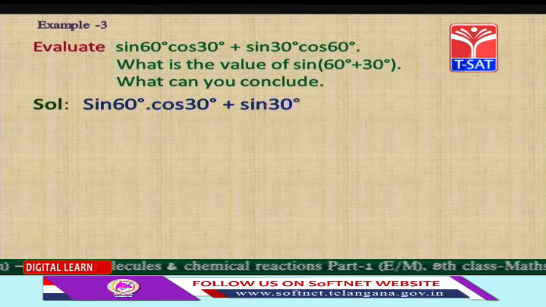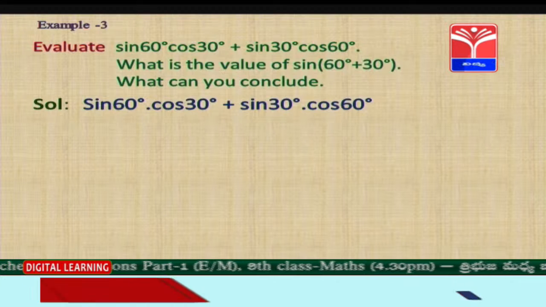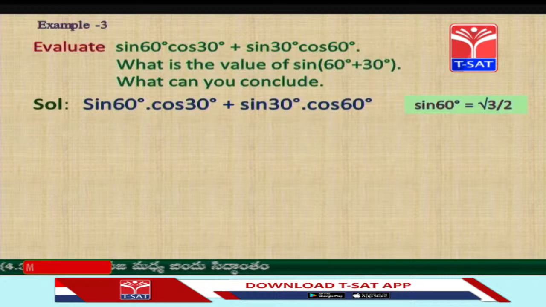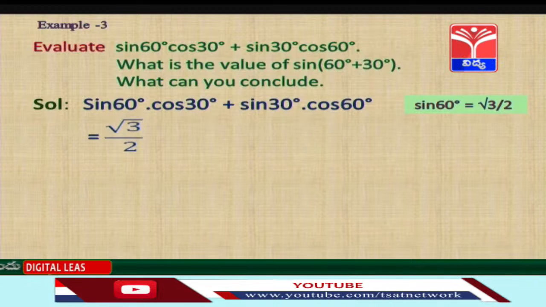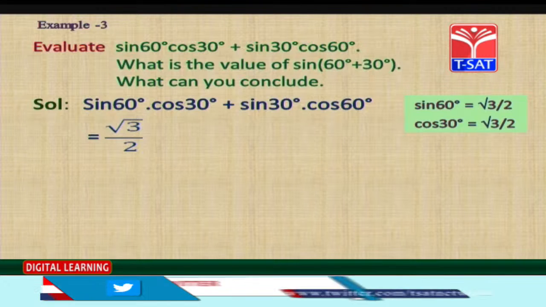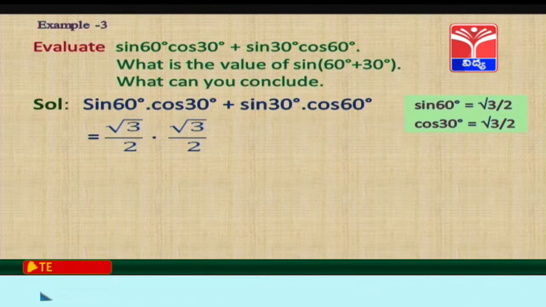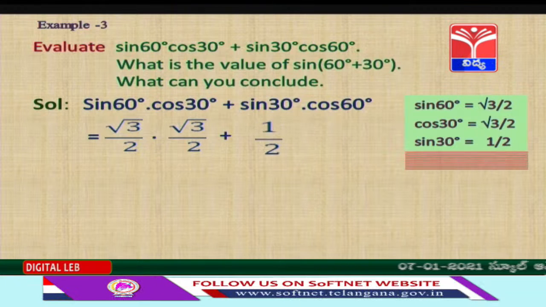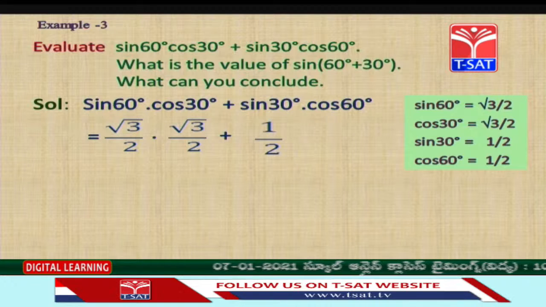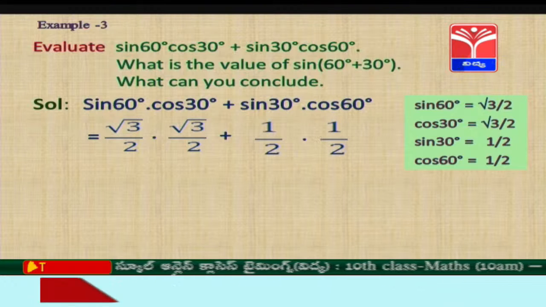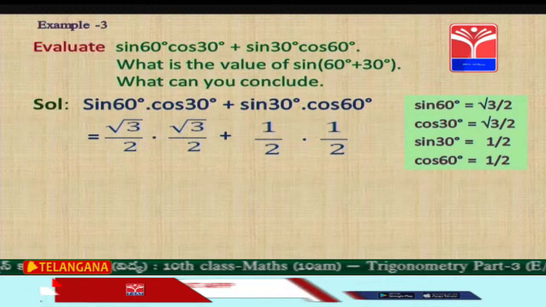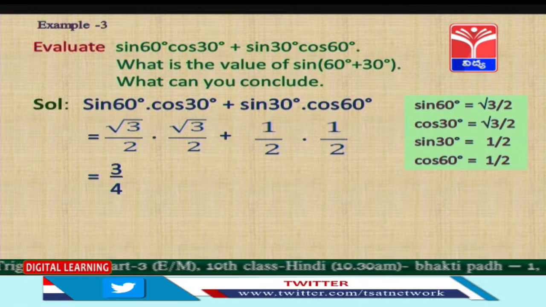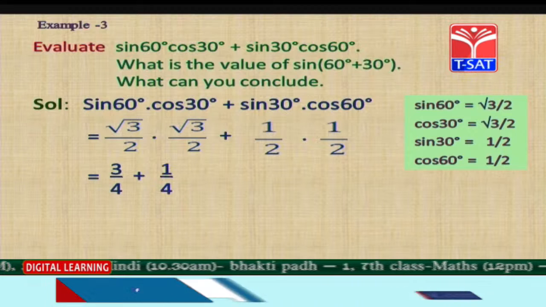Sin 60 degrees into cos 30 degrees plus sin 30 degrees into cos 60 degrees. We are going to write those values here. Please see. Sin 60 is how much? Root 3 by 2. So, I am going to write root 3 by 2. Cos 30 is root 3 by 2. So, again into root 3 by 2 plus sin 30 is how much? 1 by 2. So, I am going to write here 1 by 2. Cos 60 is 1 by 2, into 1 by 2. Now, you are able to see root 3 by 2 into root 3 by 2 plus 1 by 2 into 1 by 2. If you multiply them, what will you get here? 3 by 4 plus 1 by 4.